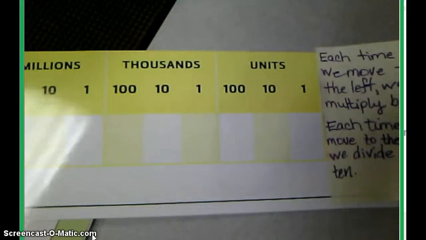Hi, boys and girls. It's Miss Bainan, and I'm here to tell you about the base 10 model and basically how our place value chart works.